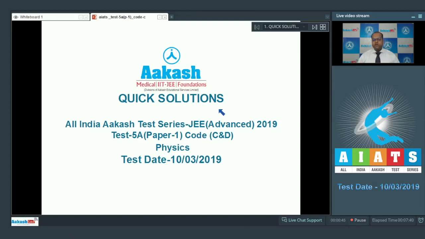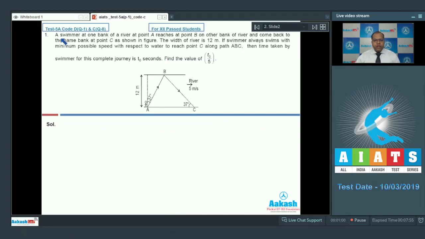Paper 1 Code C&D Physics. Let's move to question number 1. In question number 1, a swimmer at one bank of a river at point A reaches point B on the other bank of the river and comes back to the same bank at point C, as shown in the figure. The width of the river is 12 meter. If the swimmer always swims with minimum possible speed with respect to water to reach point C along path ABC, then the time taken by the swimmer for this complete journey is T0 seconds. Find the value of T0 by 5.